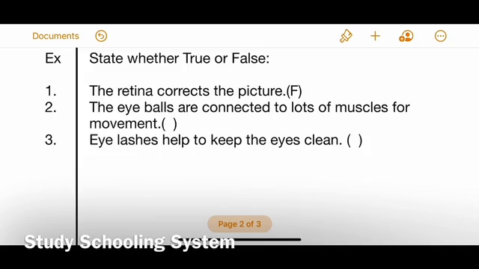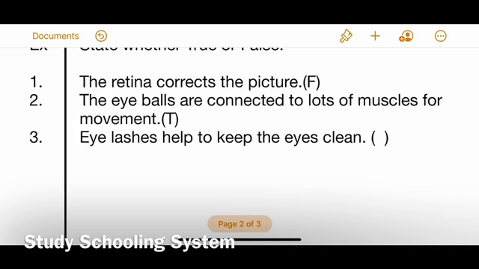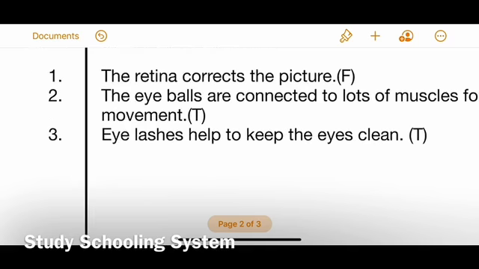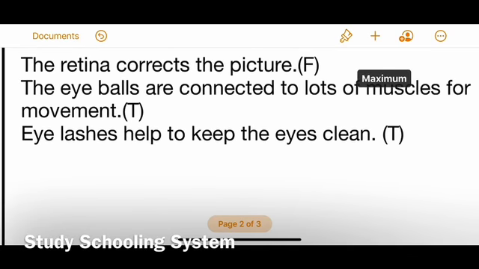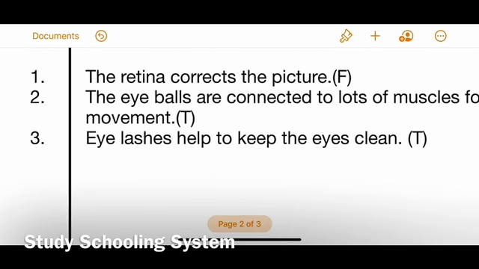It says, the eyeballs are connected to lots of muscles for movement. Is this true or false? Good job, students. Of course, this one is true. Now part 3 says, eyelashes help to keep the eyes clean. Very easy. Good job again. Of course, this one is true because eyelashes keep all the tiny dust particles and all those things away.